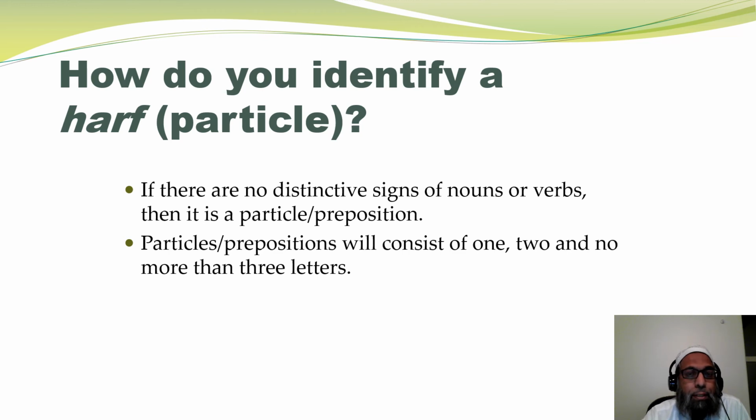How do you identify a harf, a particle, or a preposition? If there are no distinctive signs of nouns or verbs, then it is a particle or a preposition. So basically, none of the signs of a noun that we went over earlier are present, or none of the signs of a verb are present, then you'll know that this is a particle or preposition. Particles will consist of one, two, but no more than three letters.